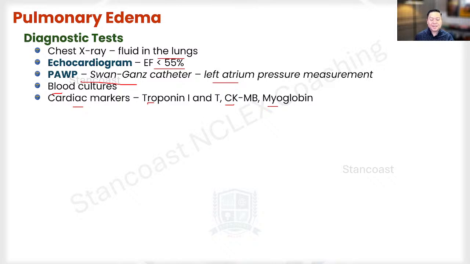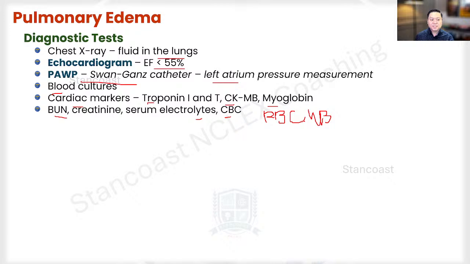Same thing with the CKMB and the myoglobin. Now, another thing that we're going to have to pay attention to are the BUN, the blood urea nitrogen, the serum creatinine, and the electrolytes, and also the complete blood count, because with those, we will be able to see some imbalances in the electrolyte levels, especially the sodium and potassium, and also if there is an elevation of the RBC, or it could be an elevation of the white blood cell count, which is associated with an infection, or maybe an imbalance in the electrolytes as well.